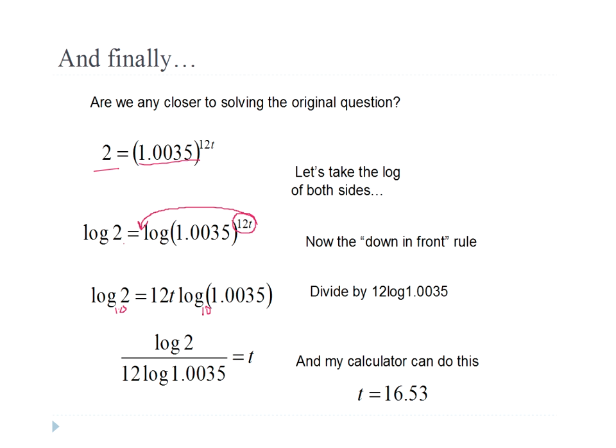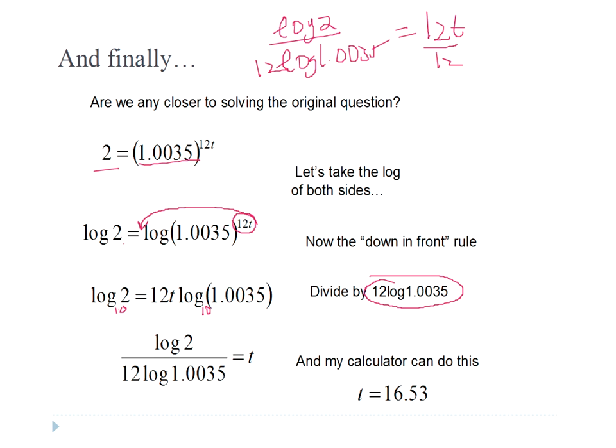So what I can do here is divide. I did this all in one step. I divided by 12 log 1.0035, but you could have also divided by the log first. So I could take log 2 divided by log 1.0035, which would have equaled 12t, and then I could divide both sides by 12. You divide out, and my calculator can do this. We can now solve this equation finally, an hour later. So in 16.53 years, this account will double in value.